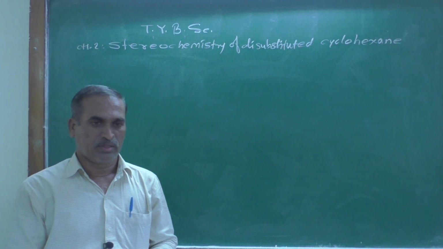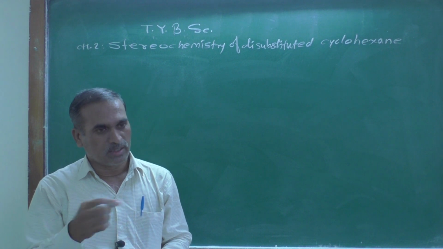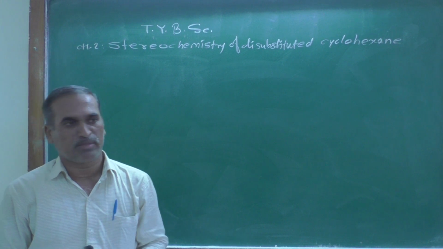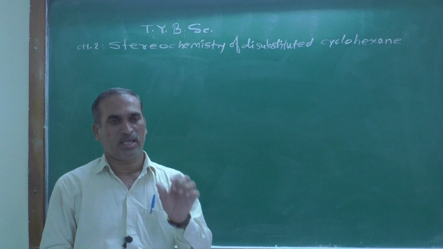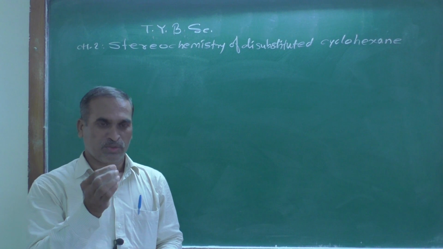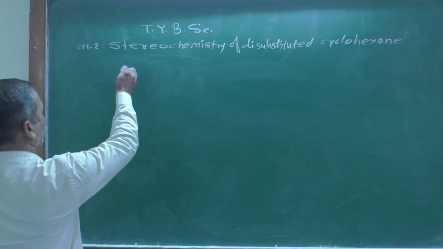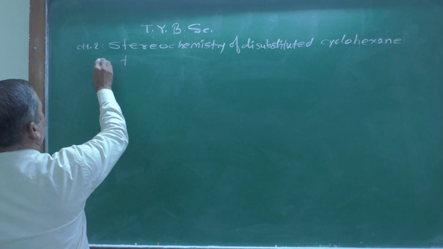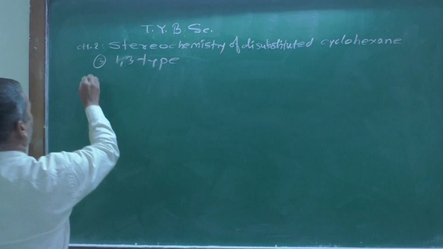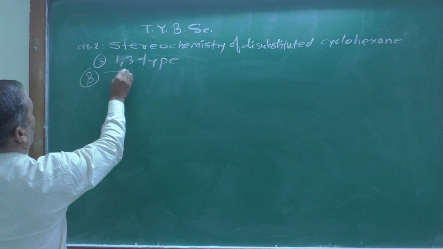What did we learn yesterday? Yesterday we learned about 1,3 dimethyl cyclohexane, that is AA or EE form. So today we are going to discuss the remaining part, that is the B part. That is again the third type, the 1,3 type. So here in the B part we are going to learn the trans isomer.